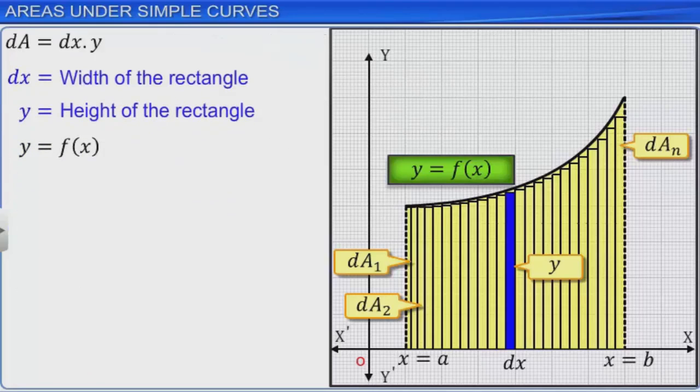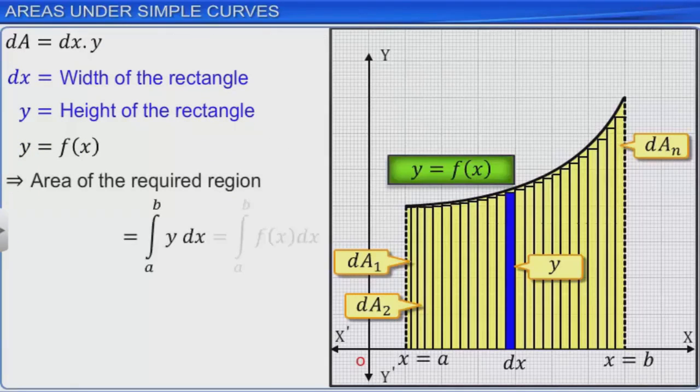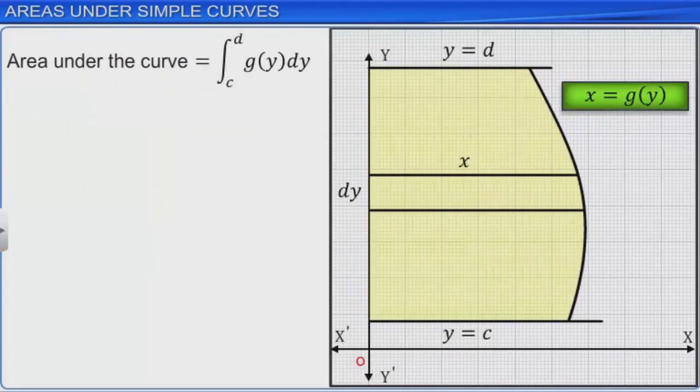Now, suppose we wish to find the area under the curve x is equal to g of y. In this case, the limits of the integral are determined between the lines y is equal to c and y is equal to d. So the area under the curve is given by integral of g of y dy from c to d.